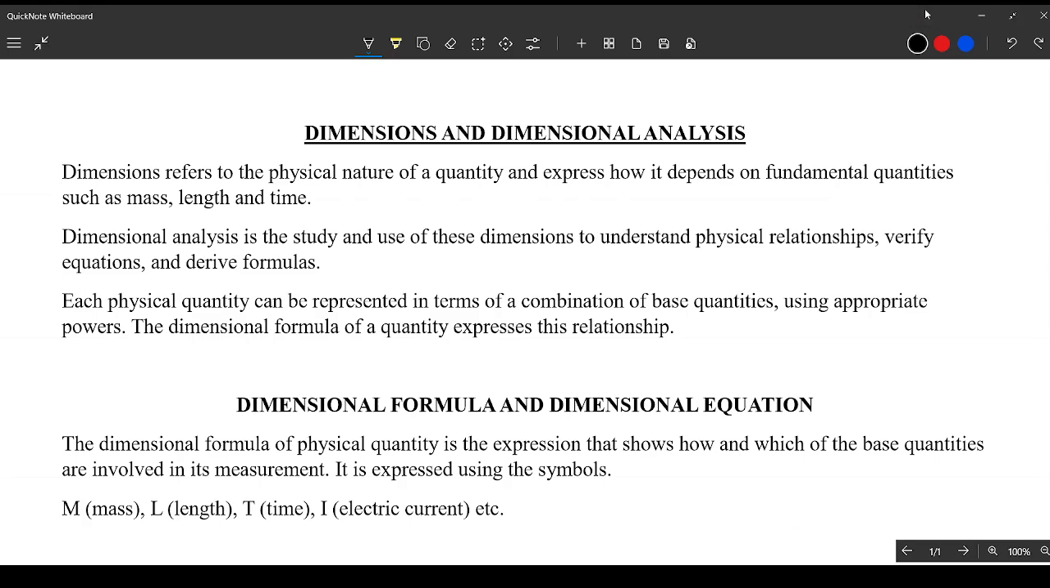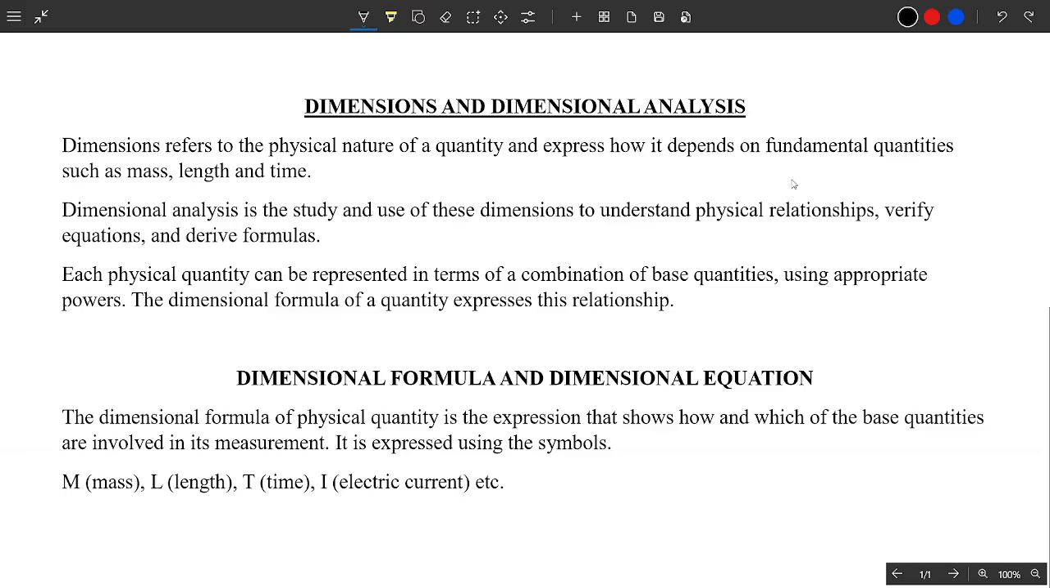Today our lesson is going to be based on dimensions and dimensional analysis. So we're going to talk about the dimensions of what? Physical quantities. I'm saying that the dimensions refers to the physical nature of a quantity and expresses how it depends on the fundamental quantities such as mass, length, and what? Time. So we talk about physical quantities.